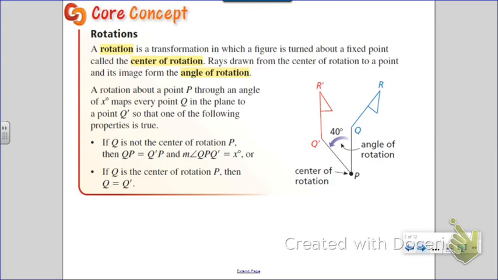Rays drawn from the center to a point and its image form what's called the angle of rotation. So a rotation about a point P through an angle of x degrees maps every point Q to a point Q prime, so that Q is not the center of rotation P, or Q is the center of rotation P.